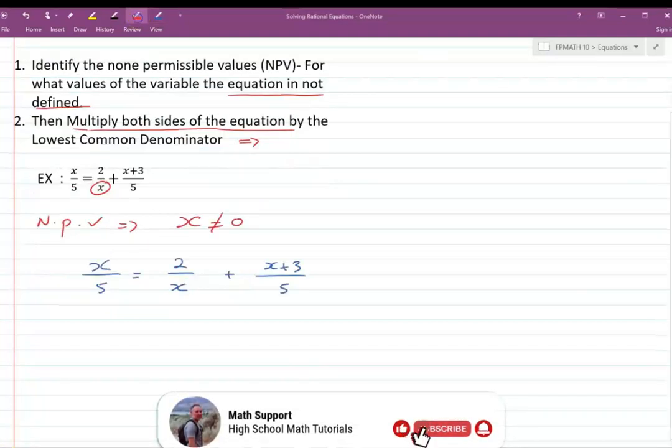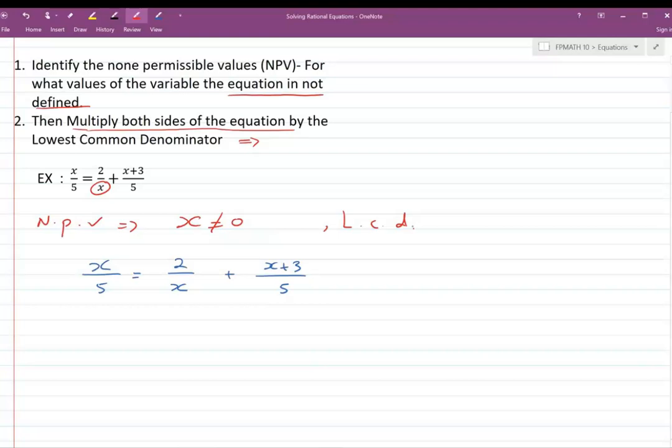Okay, next, what is the LCD? So the LCD is the lowest common denominator. It must have a factor of 5. There are 3 rational expressions here, so it must have a factor of 5 and must have a factor of x, and the third rational expression also has a denominator of 5, so that's a repeat. We don't have to worry about it. So the LCD will end up being 5x.